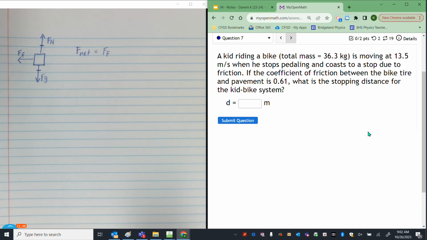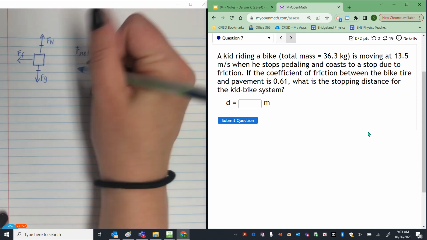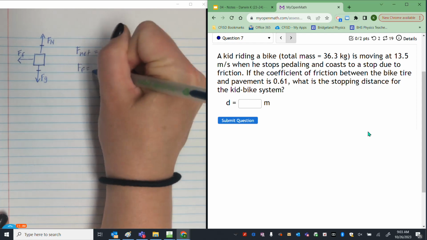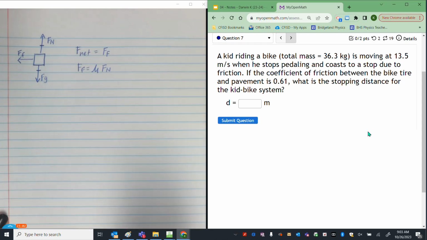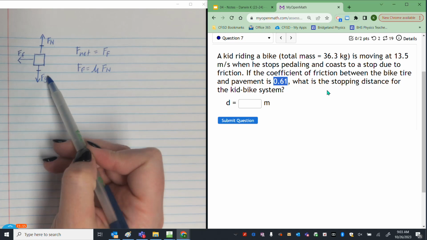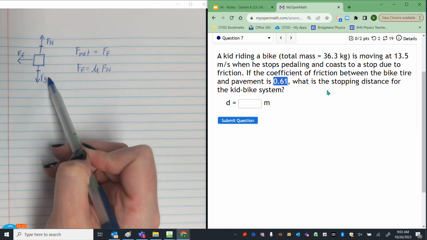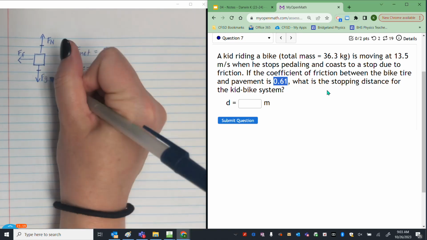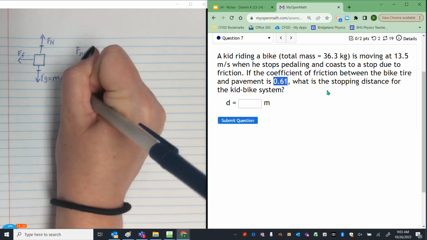Now it doesn't tell me what that force of friction is, but it does tell me the coefficient of friction. And I have an equation that I can use to solve for force of friction. Force of friction is equal to mu times Fn. So if I can get normal force, I can multiply that by this 0.61, and then I'll have my force of friction. And my normal force, as we already determined, is equal and opposite to Fg. And I do have an equation for Fg. Fg is mass times gravitational acceleration.